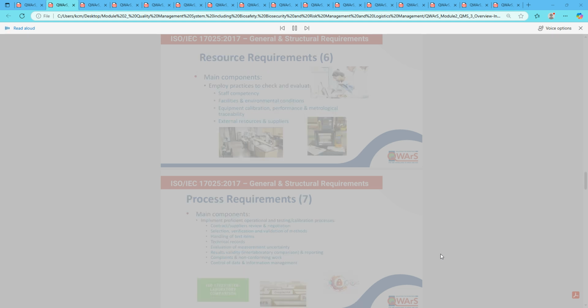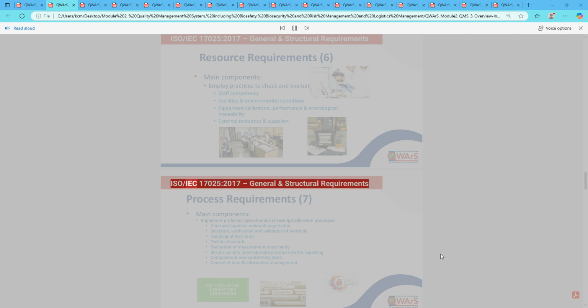ISO/IEC 17025:2017 General and Structural Requirements. Resource requirements 6. Main components: employ practices to check and evaluate staff competency, facilities and environmental conditions, equipment calibration, performance, and metrological traceability, external resources and suppliers.